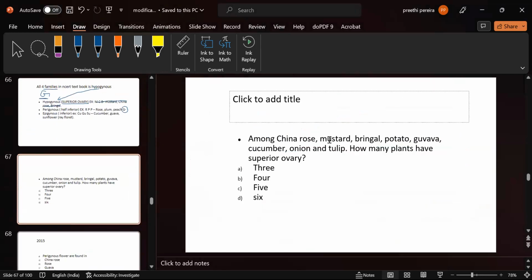Now can you answer this question? Among China rose, mustard, brinjal, potato, guava, cucumber, onion, and tulip, how many have superior ovary? Tell me the number, put it in the chat box, please. Don't call out the answer. How many are having superior ovary? Superior ovary means hypogynous flower.